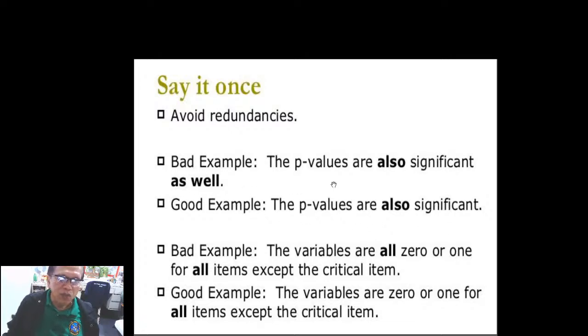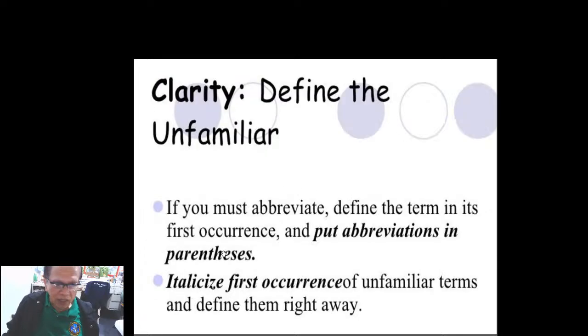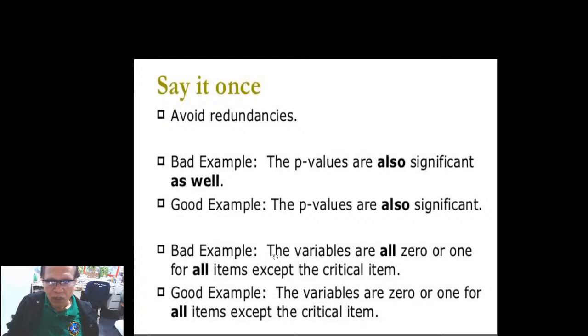Yung kasing "as well" at saka yung "also," it means the same. Okay, another example. Bad example: the variables are all zero or one for all items except the critical item. Good example: the variables are zero or one for all items except the critical item. Medyo mas mahirap, ano? Why?